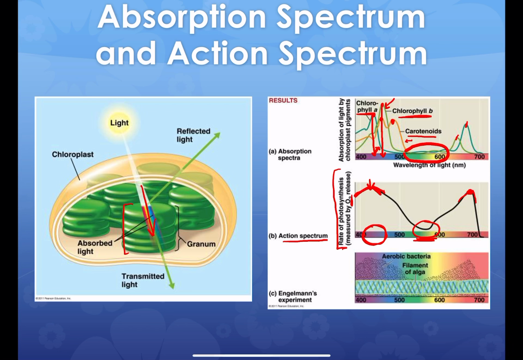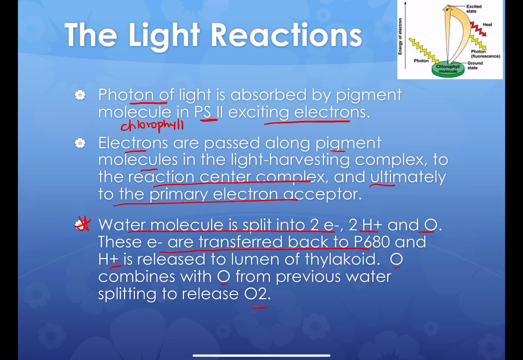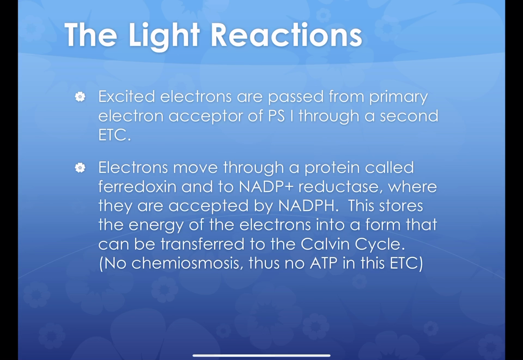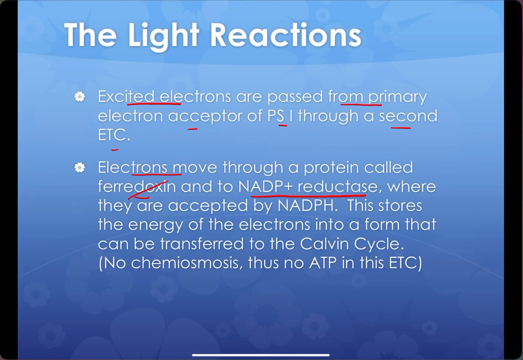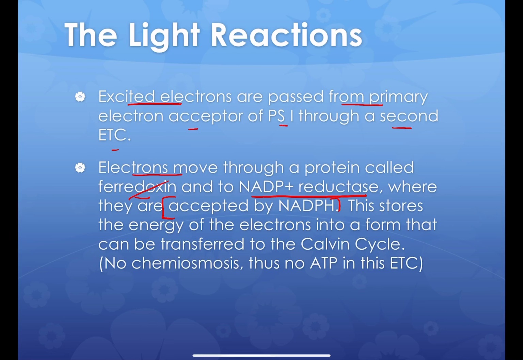So let's go back here. I think I've got one more slide of words to walk back through this one more time. Okay. So excited electrons are passed from the primary electron acceptor of PS1 through a second electron transport chain. Okay. The electrons move through a protein called ferredoxin. Yeah, I don't really care if you know about ferredoxin. To NADP reductase, where they are accepted by NADPH.